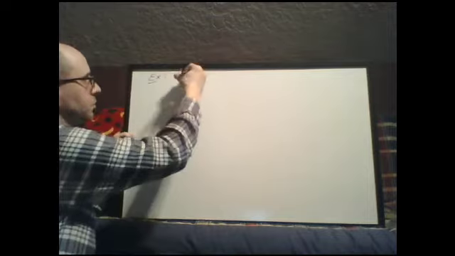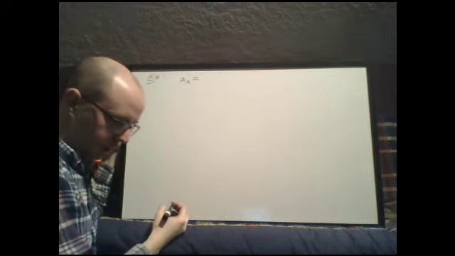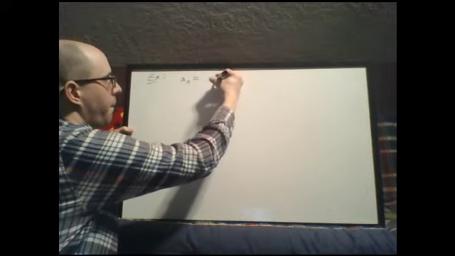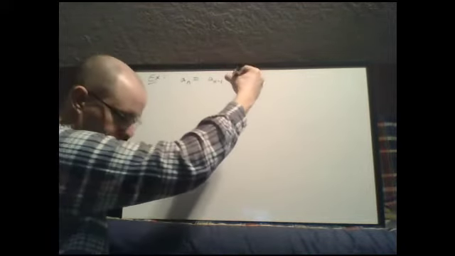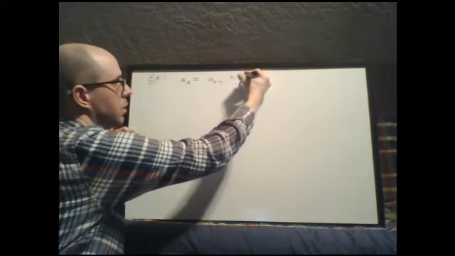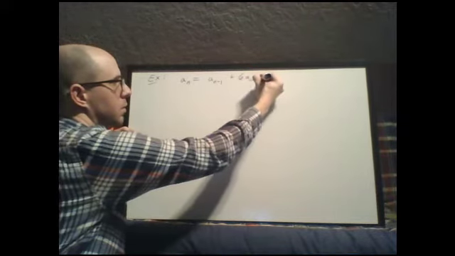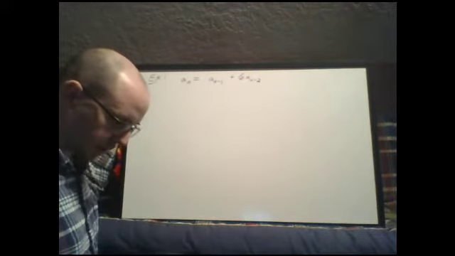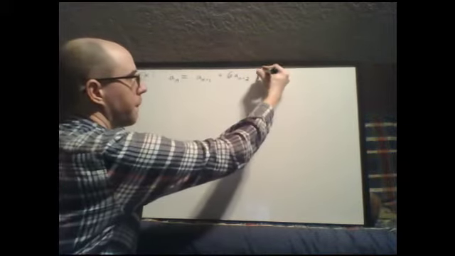All right, so let's do the non-homogeneous part first. a_n = a_{n-1} + 6a_{n-2} + 3n + 4.